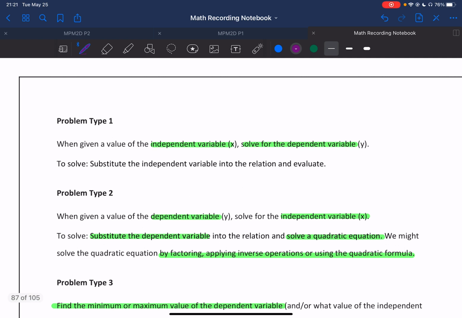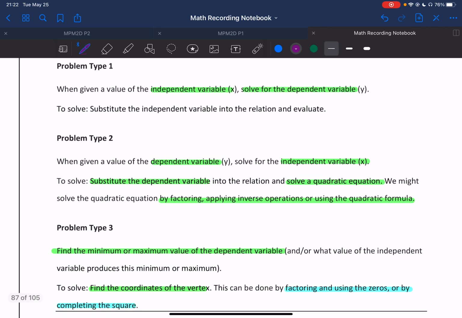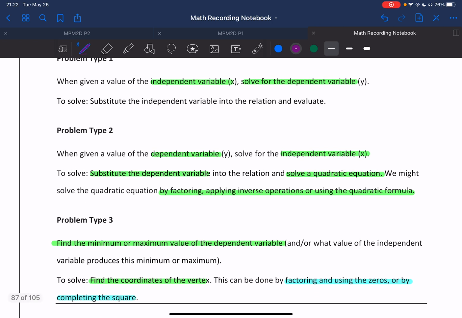So problem type 1, you have your independent variable and you need to solve for your dependent variable. That one's pretty straightforward. You sub your independent variable into the relation and just solve. Type 2, you're given a dependent variable, your y, and you need to solve for your independent variable, your x. So you substitute your dependent variable into the relation and then solve the quadratic equation. You can do that by factoring, applying inverse relations, or using the quadratic formula.